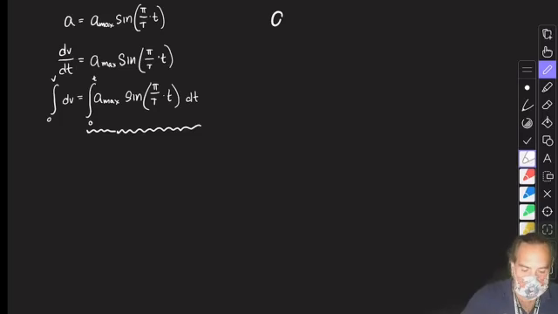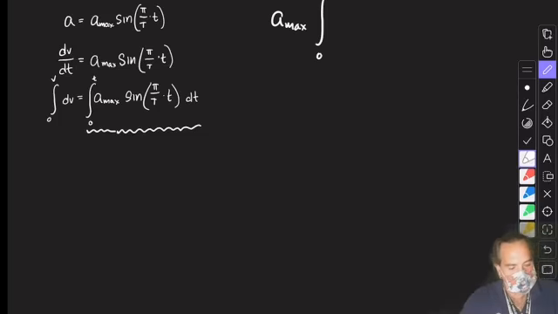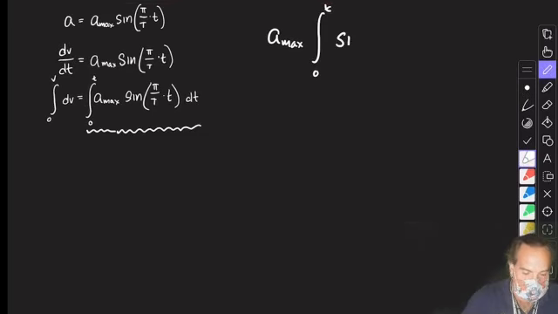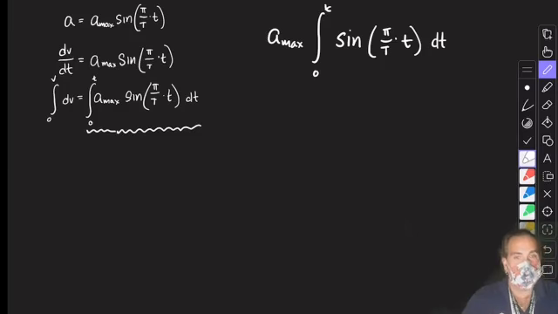We're going to pull the A max out. That's just some max acceleration. And then we're going to look inside this integral, and by look inside, what I mean is we're going to look at exactly what we've been given. We have the integral of sine of pi over T times t with respect to t. So this is the function of sine, and there's my t inside here.